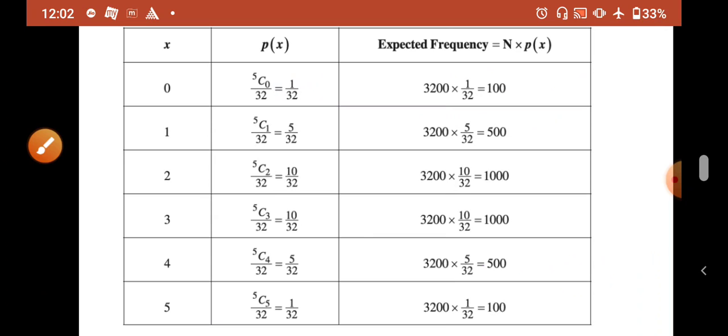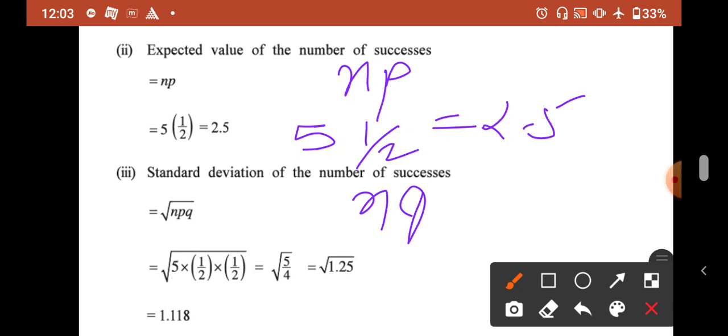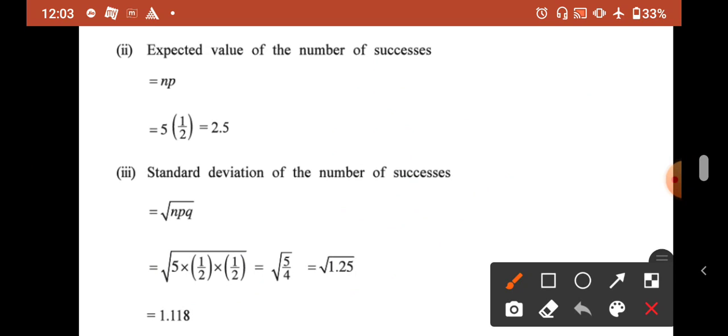Now they have asked for the mean and the standard deviation. Mean means np. N was 5 and p is 1 by 2, so the answer is 2.5. The variance is npq, and standard deviation means the root of it. So the multiplication npq comes to 1.25 and the root of it is 1.118. That is the standard deviation.